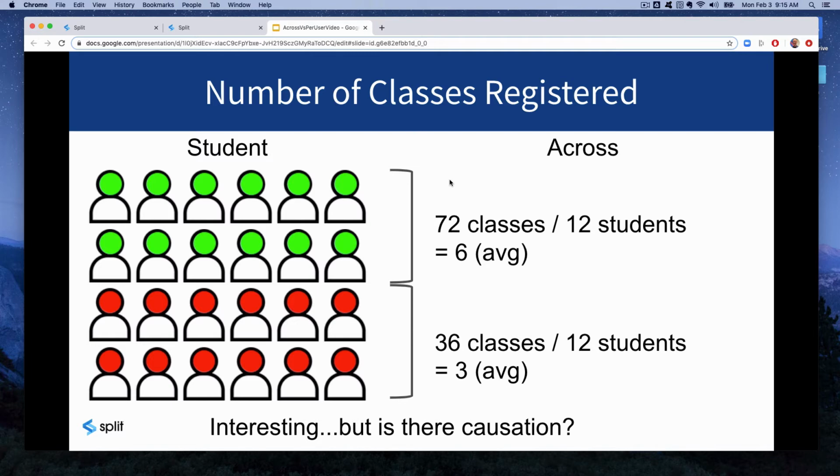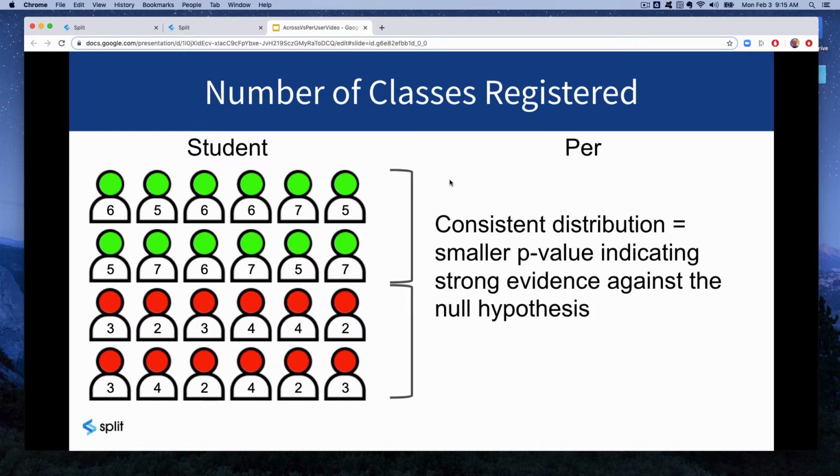But the key thing we want to look at is whether we are really affecting the behavior of the students who saw that treatment consistently, in a way that would lead us to believe there's a causal relationship between whatever the green treatment is and it being better than the red treatment. So here's one example of how those numbers, 72 and 36, might be distributed amongst the 12 students. Here we see a pretty consistent distribution. All of the green values are 5 or above, all of the red values are 4 or below. So in this particular case, it would probably be clear that there's a relationship, that the green is increasing the number of classes that students register for consistently.